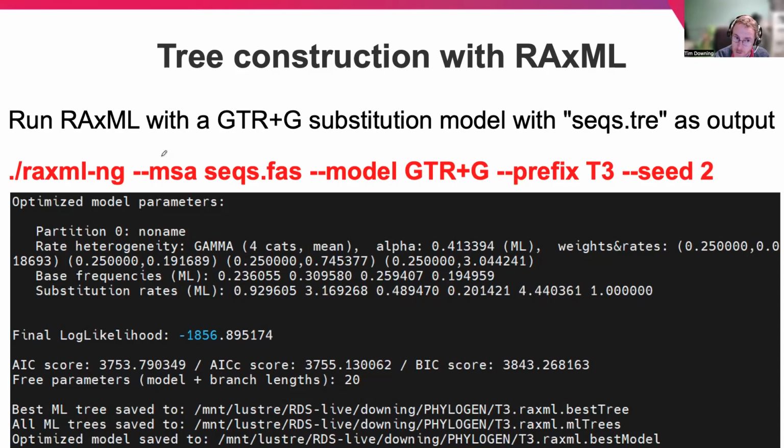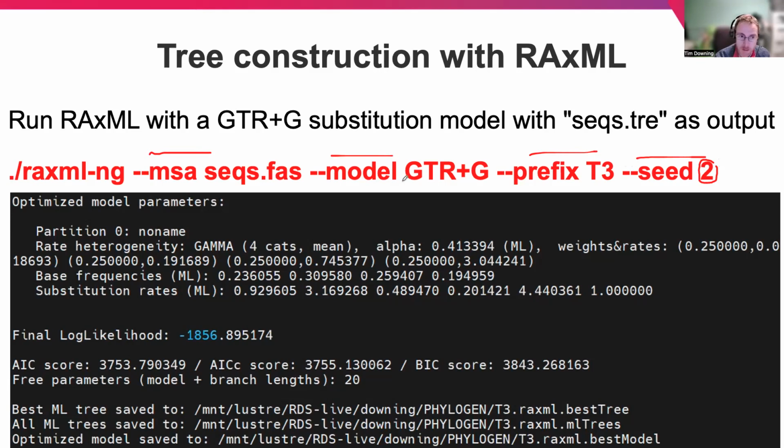What we're doing here is putting in as the input the multiple sequence alignment and the model of interest. The prefix is T3 so we can differentiate the different files from each other. And we put in a random seed of 2, and we should change the 2 to a different value every time we run the program.